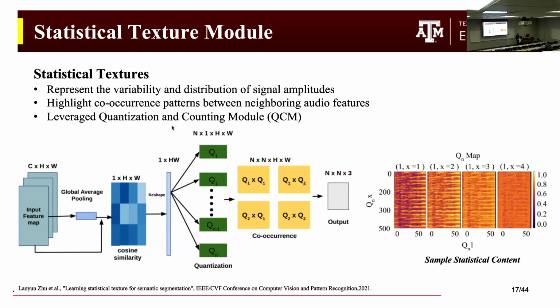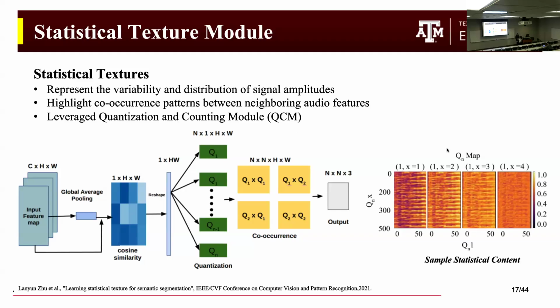After we have the 1D vector of cosine similarity, we will quantize the cosine similarity into different bins. You can think of it like grouping the same feature activations together. After I quantize the feature maps into different quantization bins, I will calculate the co-occurrence between different bins. The co-occurrence will tell us how often one feature occurs with another in the same neighborhood, so it gives us the joint probability of feature activation occurring.